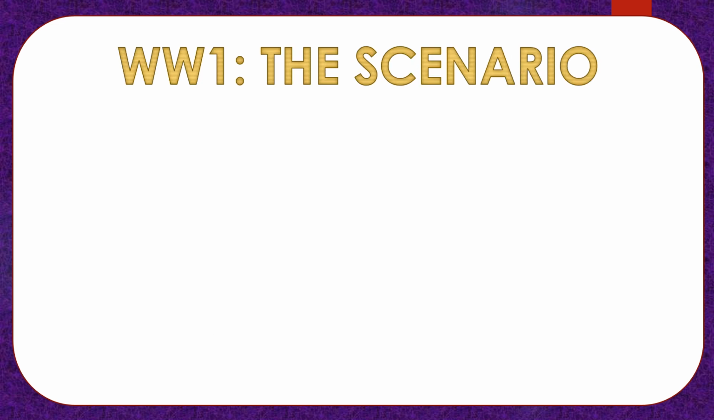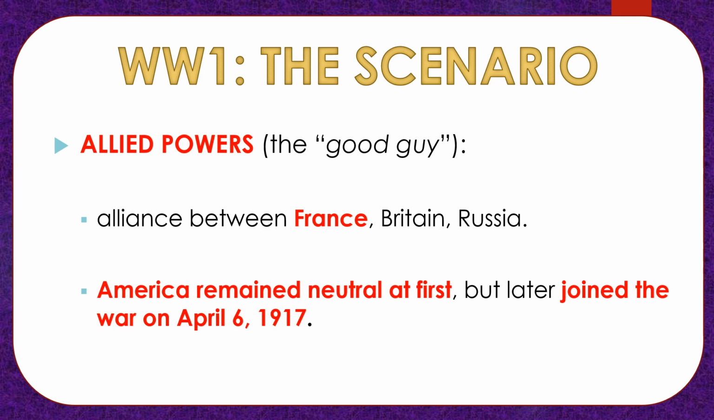Another sad thing that we should know about Dear Mr. Kilmer is that the whole plot happened during World War One. So here is the scenario of World War One. During World War One, there were two powers. The first one is called the Allied powers, which are supposed to be, well, the good guys. It is an alliance between France, Britain, and Russia. America remained neutral at first, but later joined the war on April 6, 1917. Okay, you have to remember this.